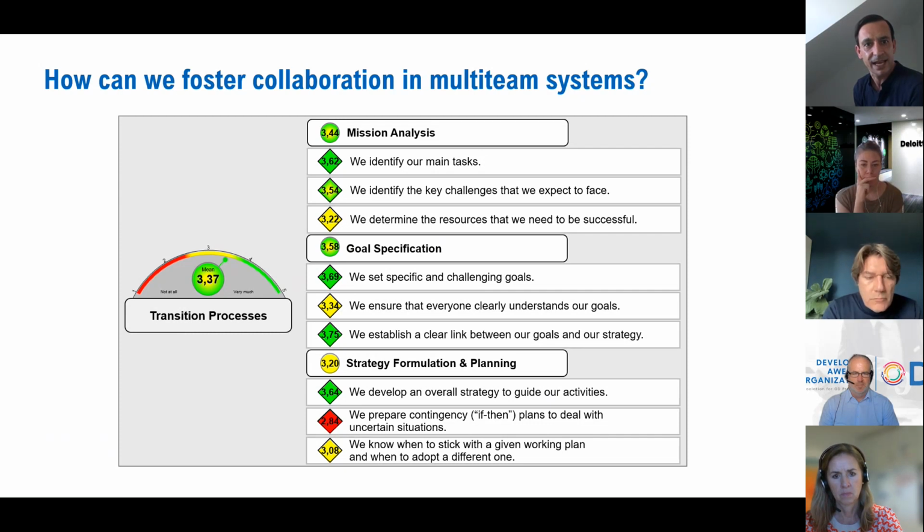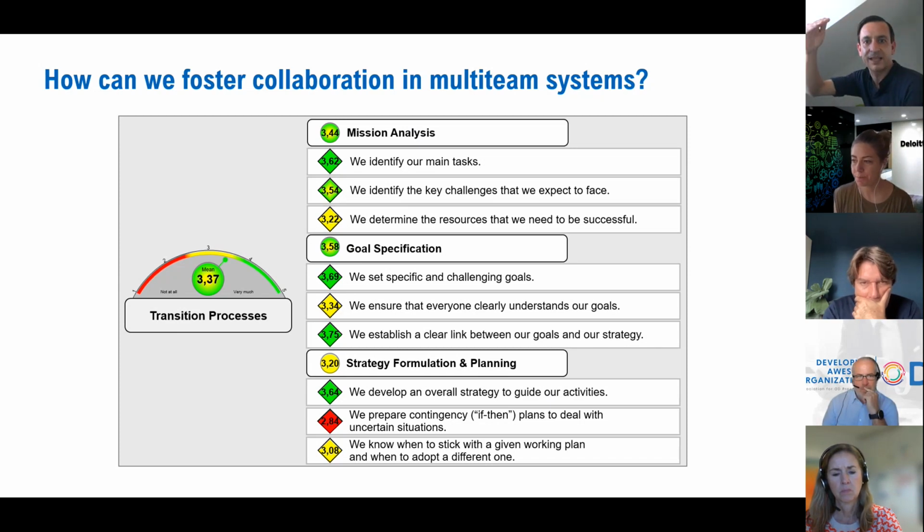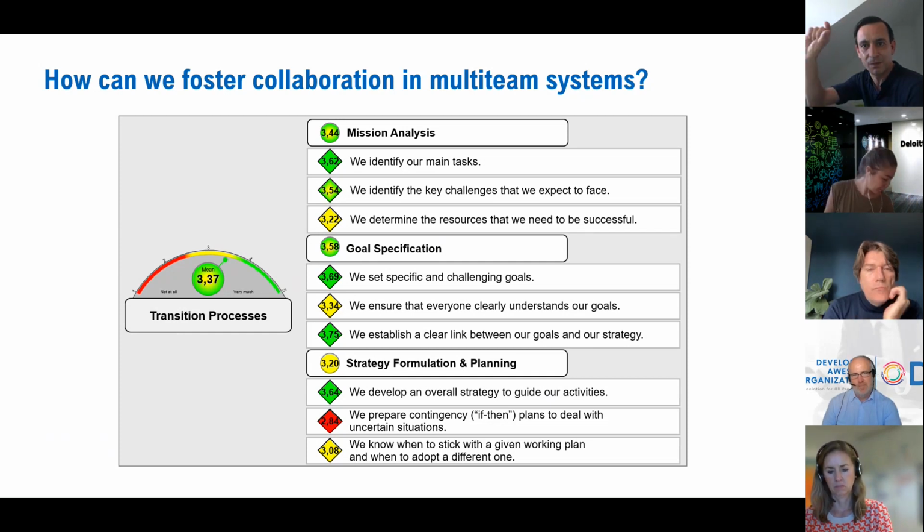And this heavily borrows from work that was done by Marks and colleagues who defined the different processes, and these items are basically stemming from their definitions. So mission analysis is: we identify our main tasks, we identify the key challenges that we expect to face, and we determine the resources that we need to be successful. Please keep in mind, these were the questions that were asked on the multi-team system level, and in parallel, I also ask the same questions for the team level, because both processes are similar on both levels.